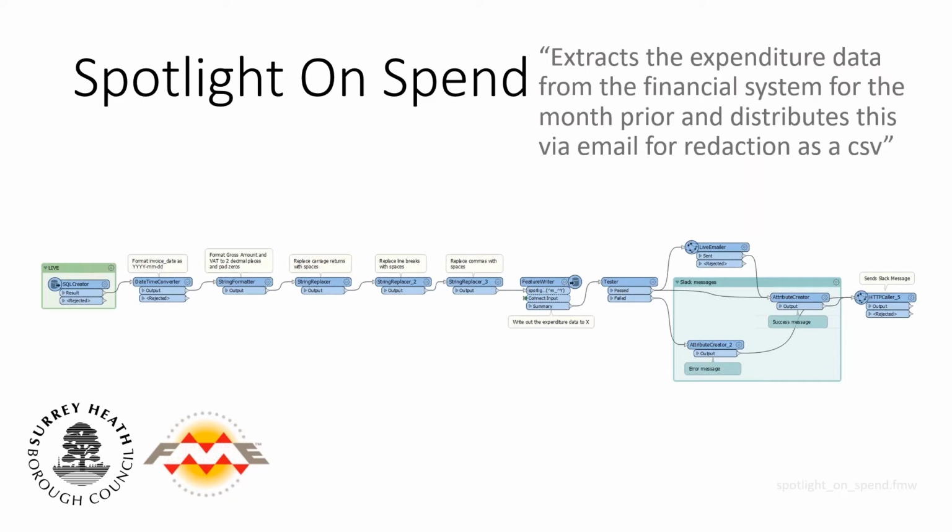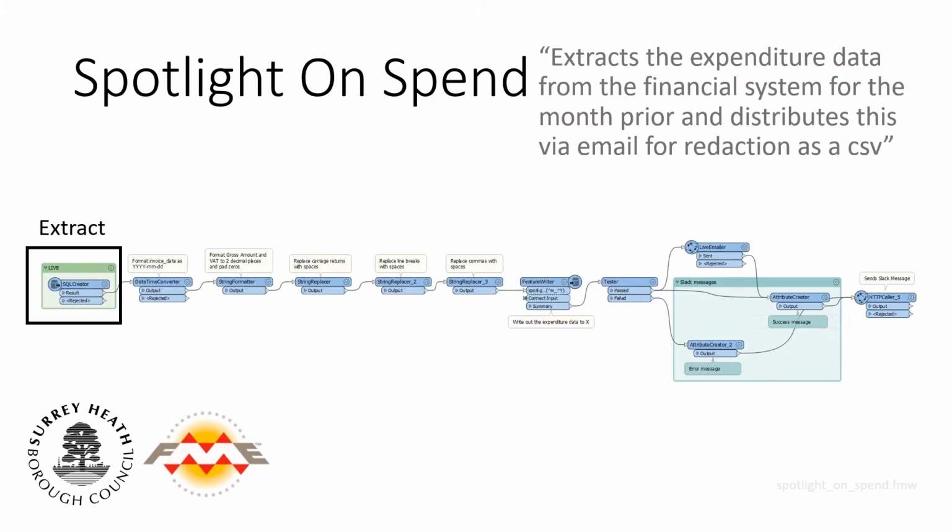And this just runs monthly at the end of every month, and is set up to run by a Windows scheduled task, and that will output all of the expenditure data, expenses over £500 for the prior month. As I say, it's not massively complicated.